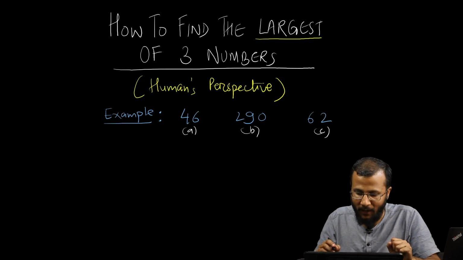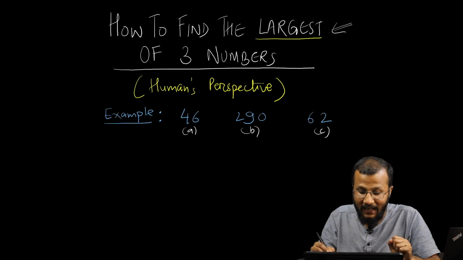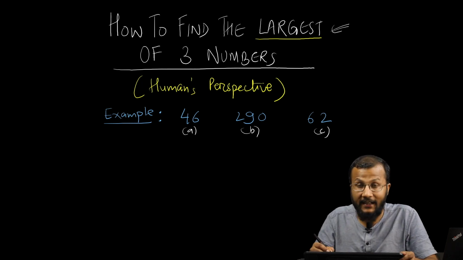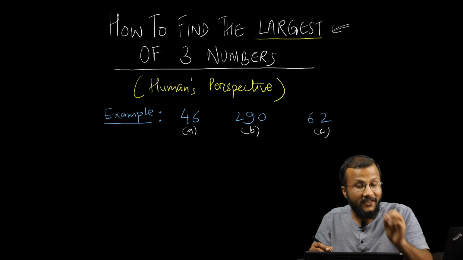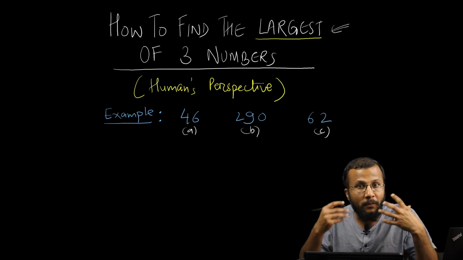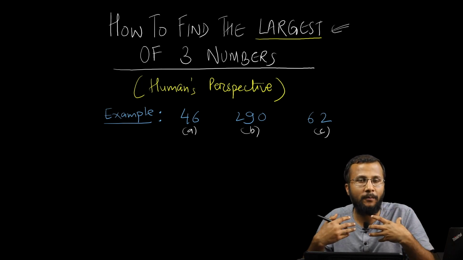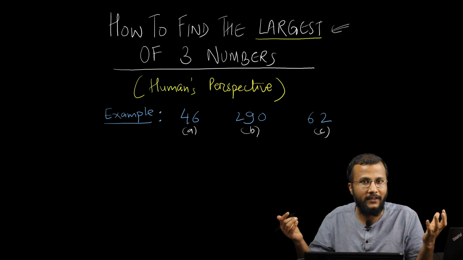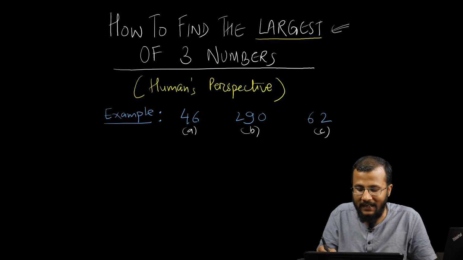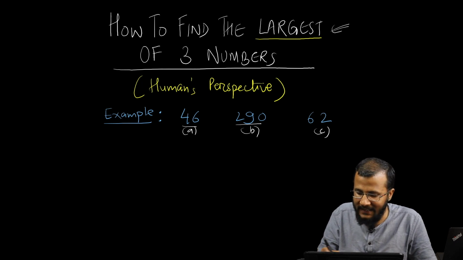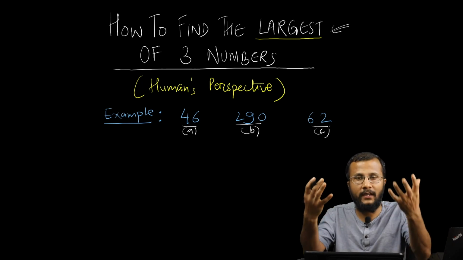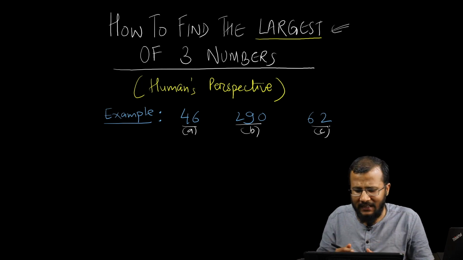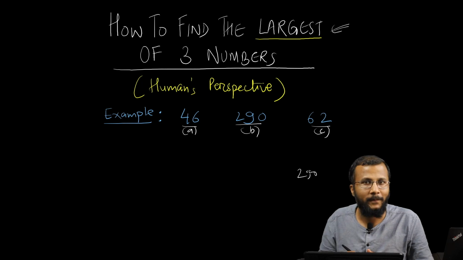Now let's look at this very interesting problem, to find the largest amongst three numbers. Let's try to solve this from the human's perspective, how we human beings perceive this problem and how we actually find the largest amongst three numbers. Let's say there are three numbers A, B and C: 46, 290 and 62 are displayed to you on a screen. Now you are asked which one is largest. You will immediately say that 290 is the largest number, isn't it?